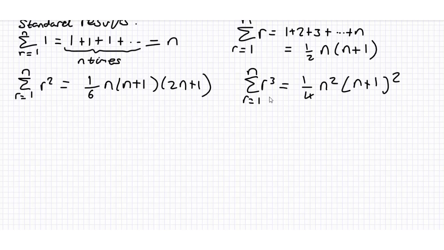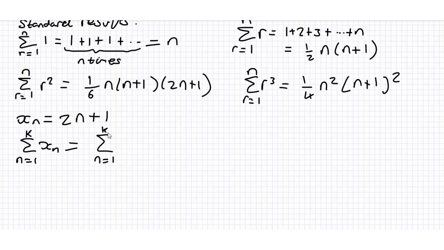What's also nice about this is sometimes we can write our other sums of sequences in terms of these results. So we'll see that now with our earlier example. We'll return to the case where x_n is equal to 2n plus 1. And I want to find an explicit formula for the sum from n equals 1 to k, for any k, of this x_n. So that's equal to the sum from n equals 1 to k of 2n plus 1.